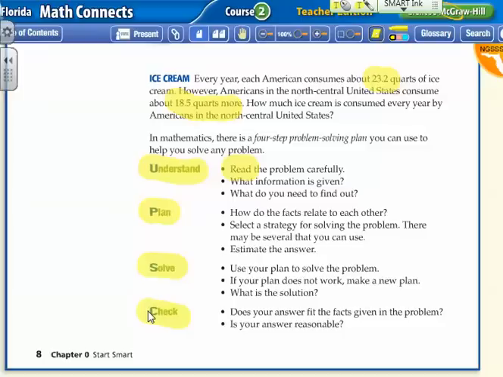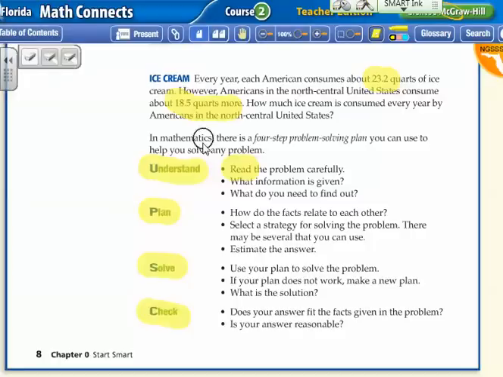Although this is in the first section, this is something we're going to do throughout the year. You're going to do this every year in math. You have to get better at solving word problems. The next thing we're going to do is look at estimating.